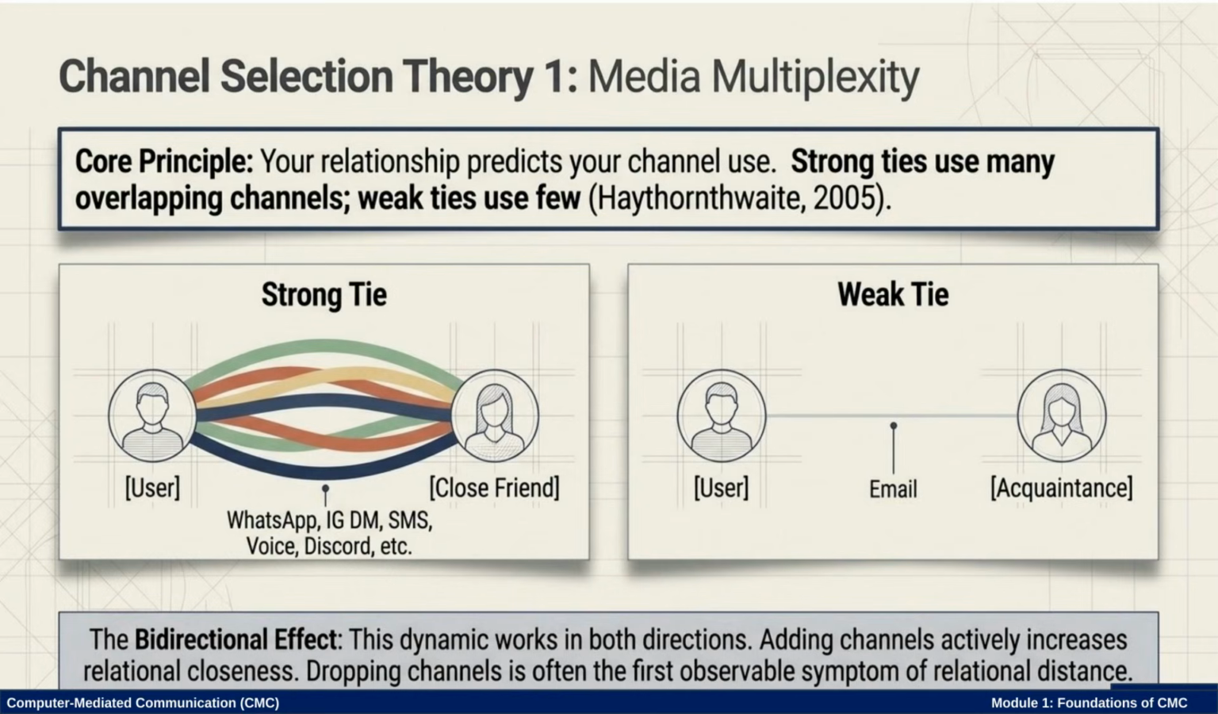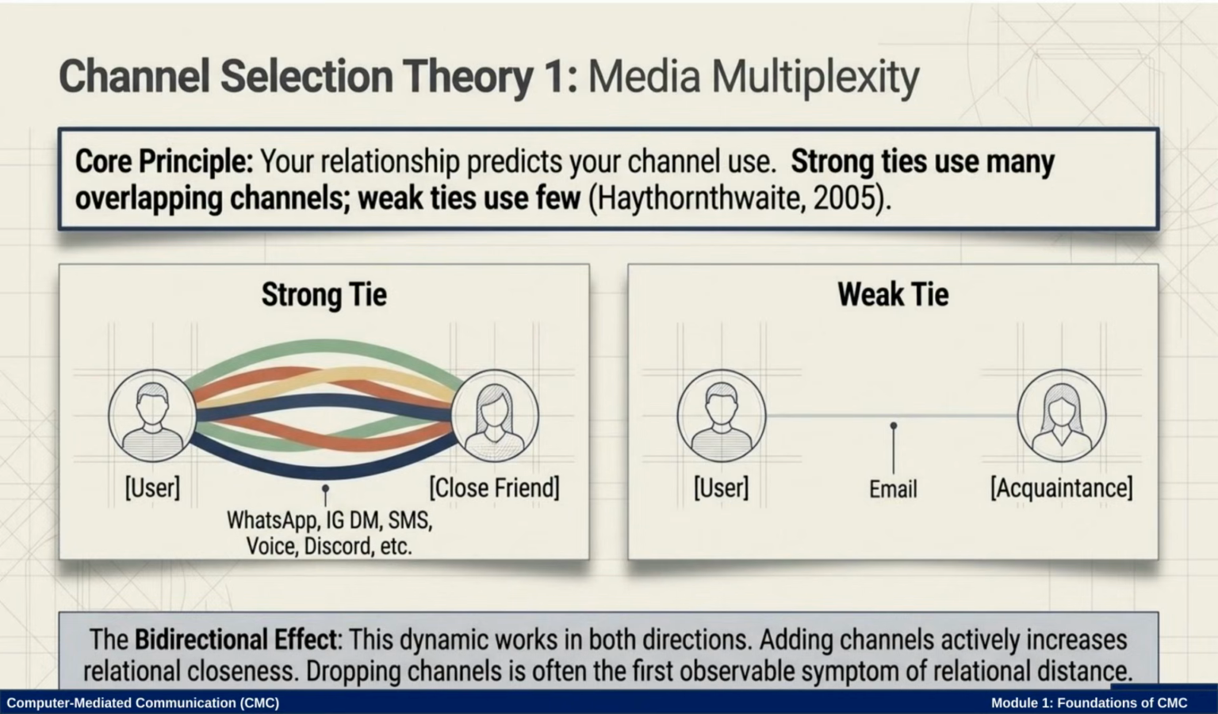Look at the diagram. On the left, a strong tie, a close friend. You reach them through WhatsApp, Instagram DM, SMS, voice calls, Discord, many channels at once, all tangled together. On the right, a weak tie, an acquaintance. You reach them through just one thin channel, maybe email.